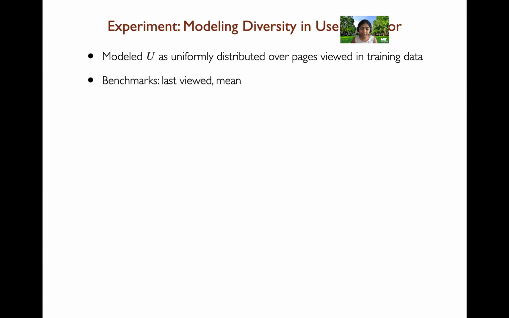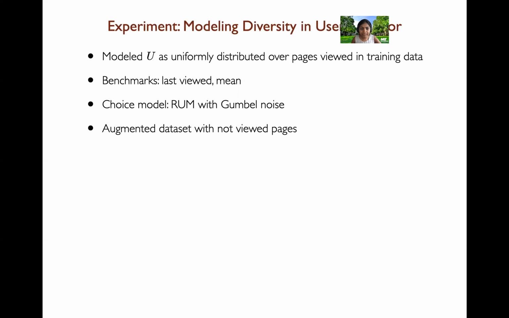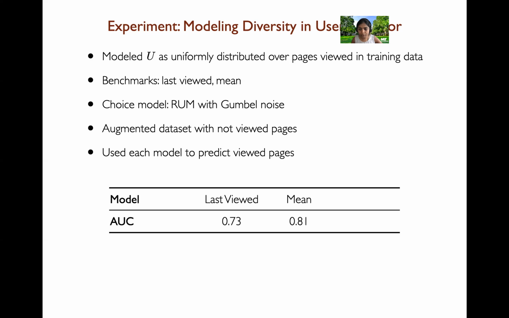In the first experiment, what we really tried to capture is whether our model, which is more nuanced than existing models, adds any value in predicting user behavior on online platforms today. For this, we modeled the user as being uniformly distributed over the pages they viewed in the training data. For benchmark, we modeled the user as just a single point, either the last viewed page or the mean of all those pages. Essentially, we used both these models to predict the user behavior.